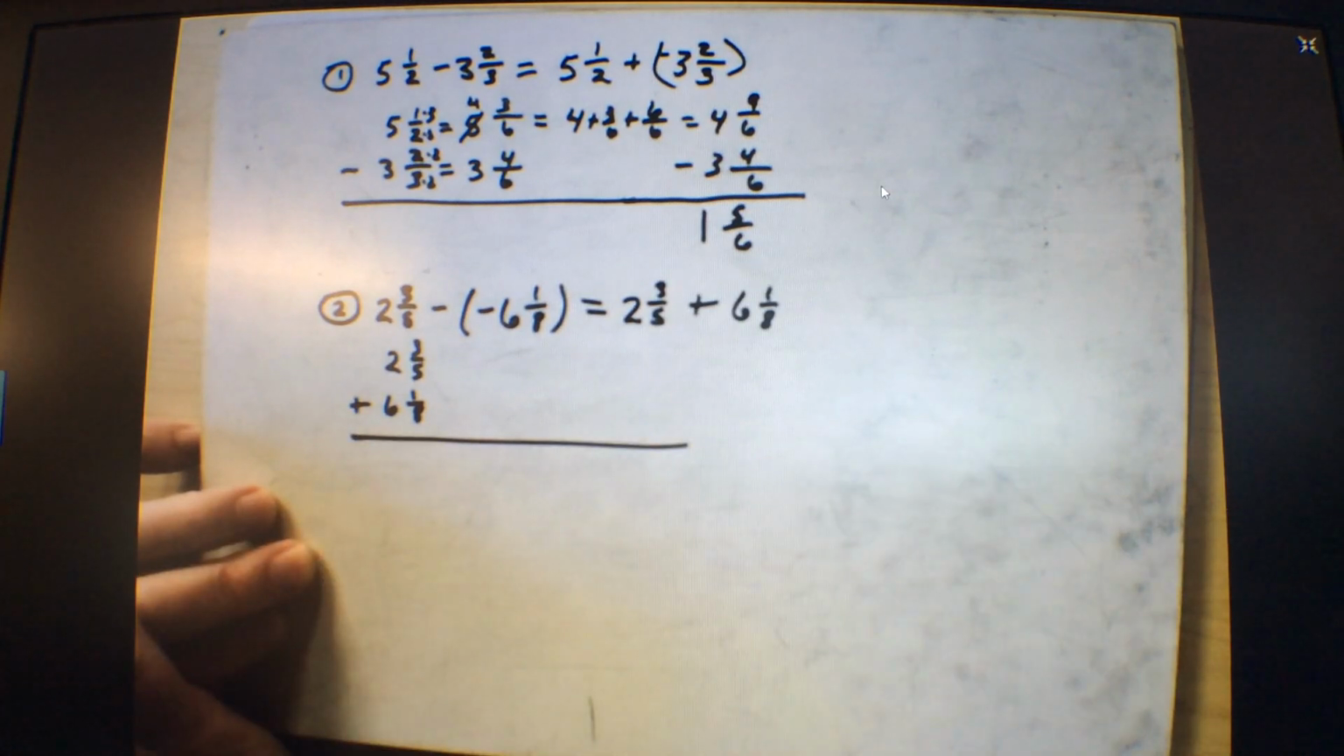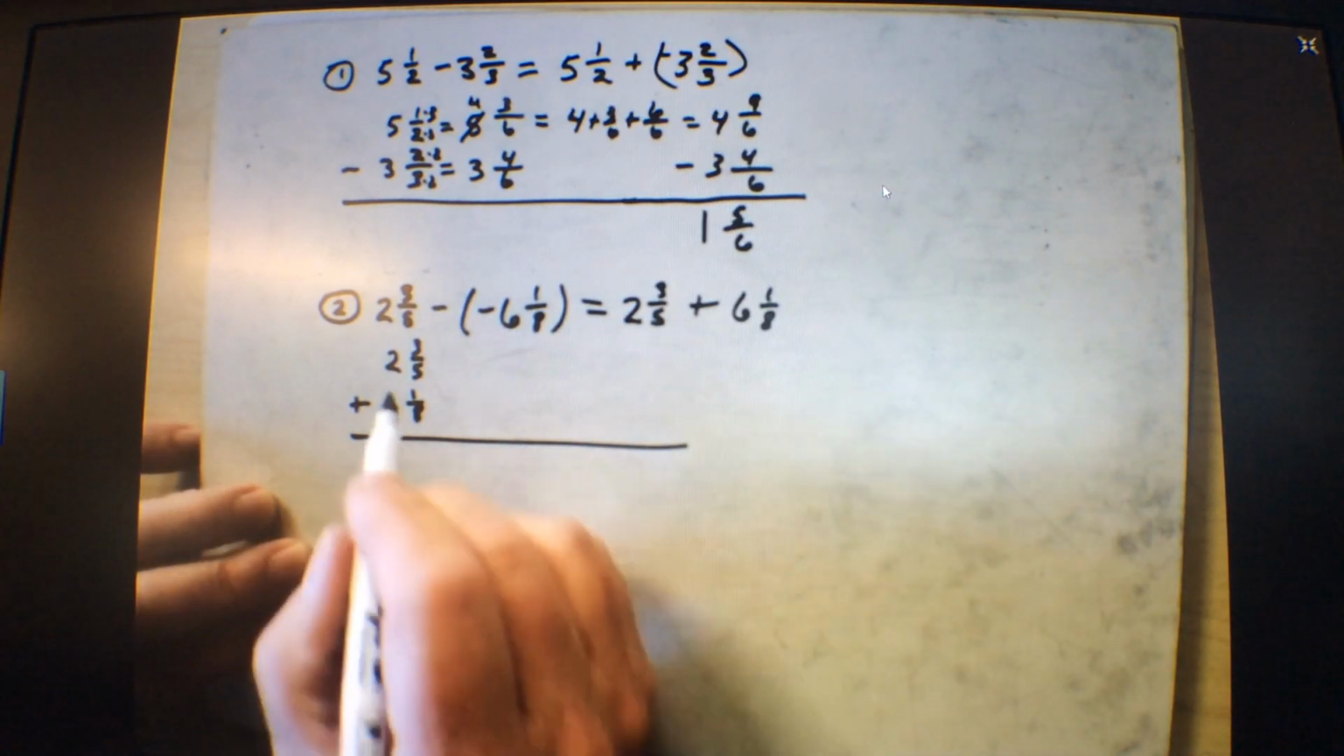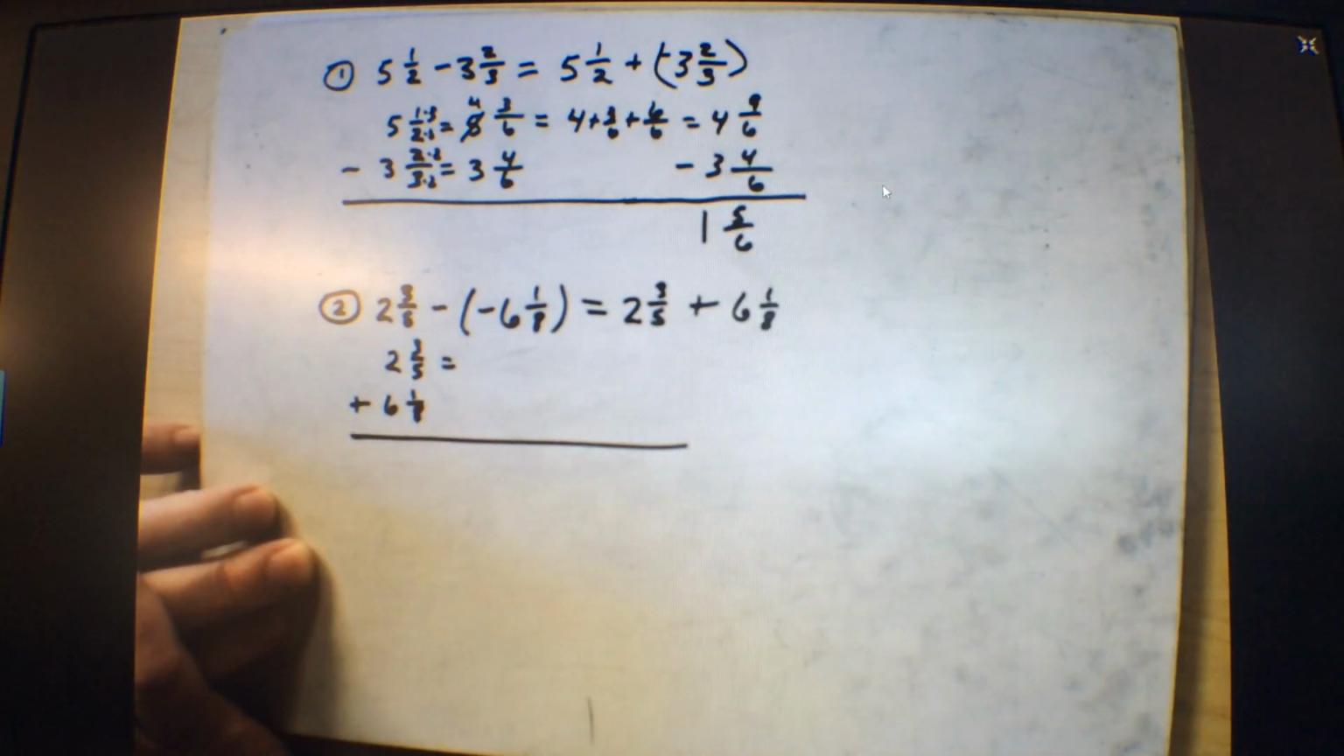And I do it vertically. And the reason I do it vertically is it allows me to keep the denominator. I know I don't do fractions vertically, but the mixed number is a little easier for me to do vertically. What is the common denominator?